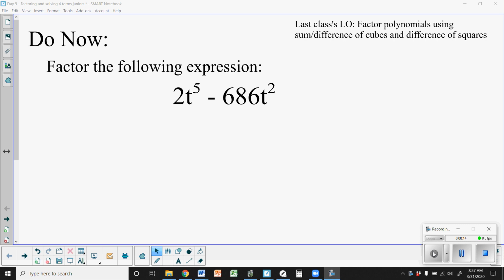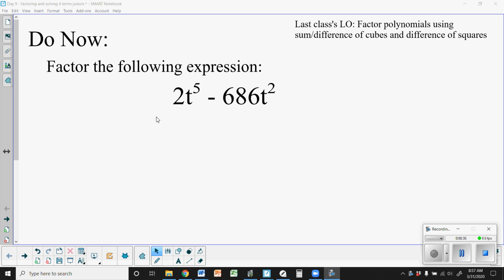So today we're going to be looking at our do now. It's basically what we were doing before. So think about how you're going to factor the following expression. All right, so now that you've factored the expression, we know that the first thing we want to do is some simple factoring. So what number can we divide both these by?